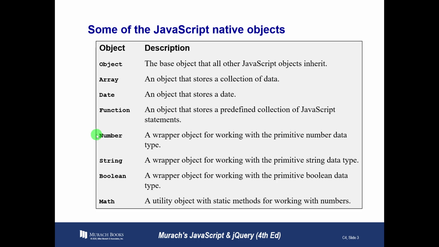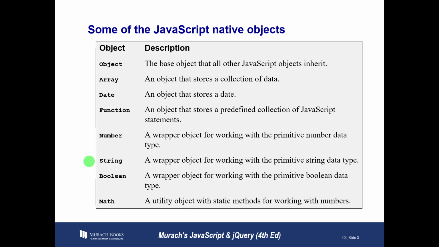So number is a wrapper object for working with primitive number data types. So a number in JavaScript is a primitive. Because it's primitive, it doesn't have its own set of methods that we can use with it. It doesn't have its own set of properties that we can look at. But the number object can wrap around a number and allow us to treat it like an object. We'll see an example of that in the next slide.